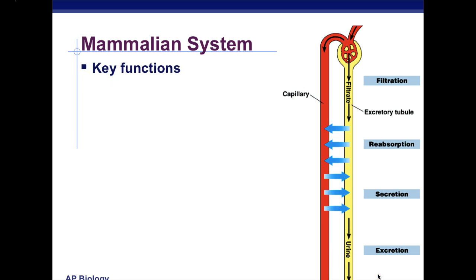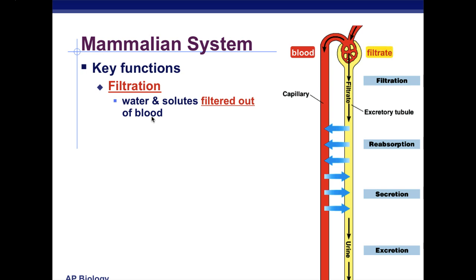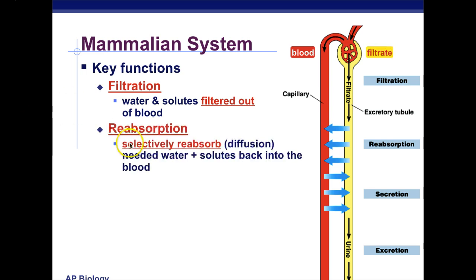The main functions of the kidneys and the mammalian excretory system are, one, filtration, meaning remove water and solutes out of the blood and waste. And then reabsorption. As the filtrate moves through the excretory system, materials are going to be selectively reabsorbed as needed. So, for example, again, if you are dehydrated, we will reabsorb more water. If you're low on salt, we'll reabsorb more salt. That would be the solutes.